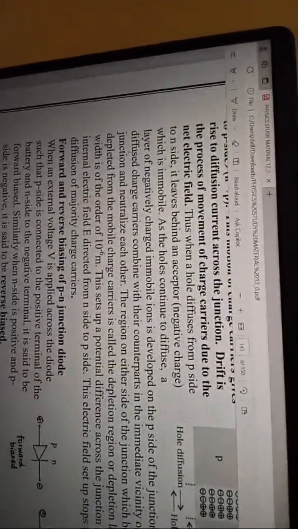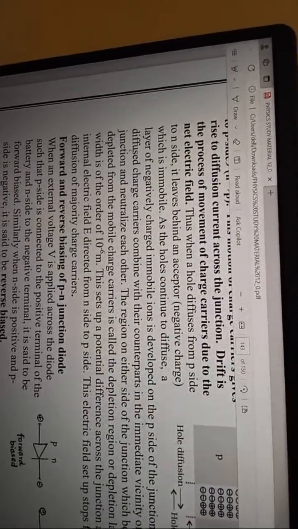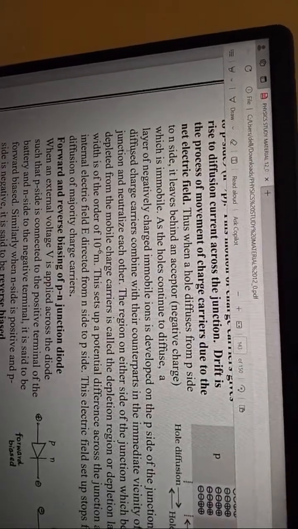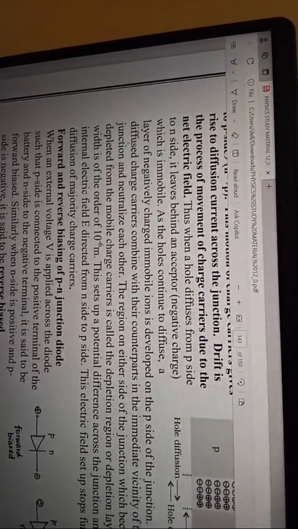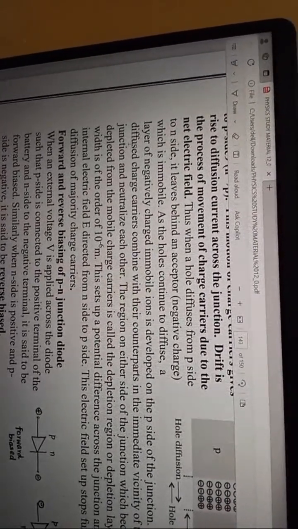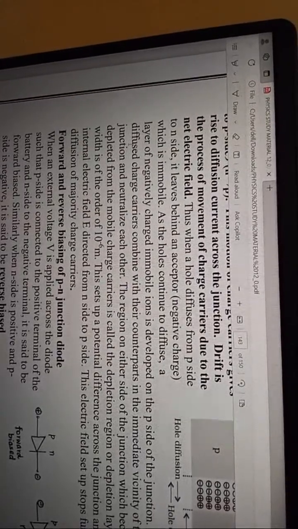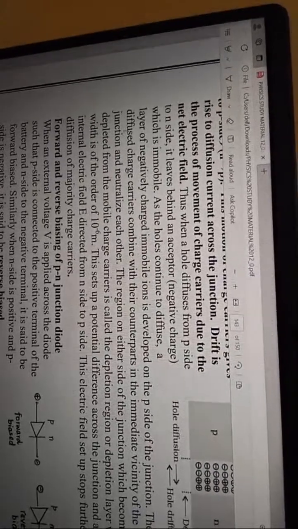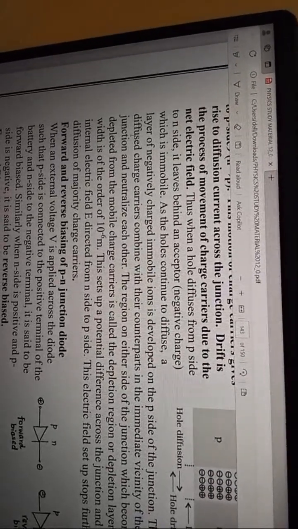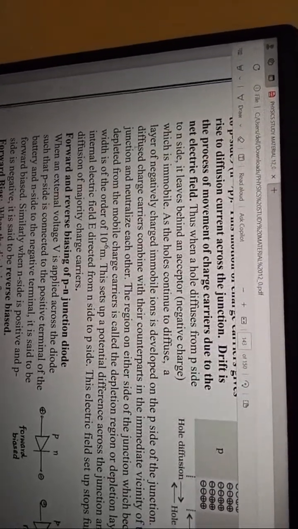On the other side of the junction, the diffused charge carriers combine with their counterparts in the immediate vicinity of the junction and neutralize each other. The region on either side of the junction which becomes depleted of mobile charge carriers is called the depletion region or depletion layer, whose width is of the order of 10 to the power minus 6 meter.